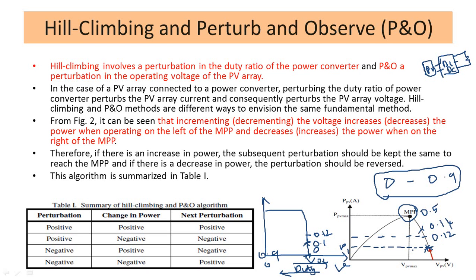Now here comes the deal. After reaching 0.5, let this be the 0.5 duty cycle, this is the maximum power point. From 0.5 where will it go? It will go to 0.52. Let this be 0.5, let this be 0.52. After reaching 0.52, it will find that the power is getting reduced. It will come to this point.